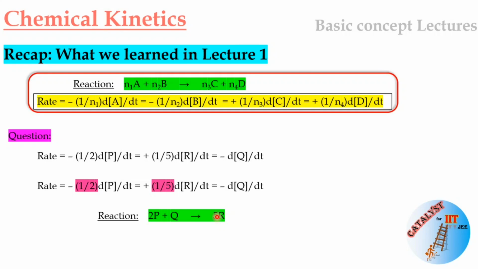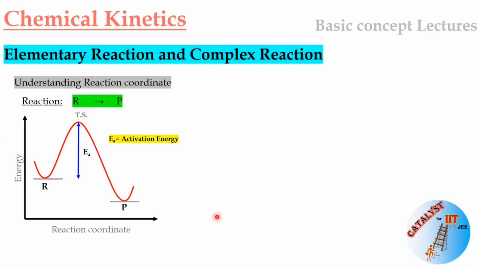Okay, so let us move to the main concept slowly one by one, but before that we need to understand the elementary reaction and complex reaction. Even before that we need to understand the reaction coordinate first. So let us look at this reaction where R is my reactant and P is my product. Now this is the energy axis, that means the energy is increasing in this way. So R has energy this much, P has energy this much. Clearly P has lower energy than R. That means P is more stable than R. When a molecule has lower energy, that means it is more stable than the other one.